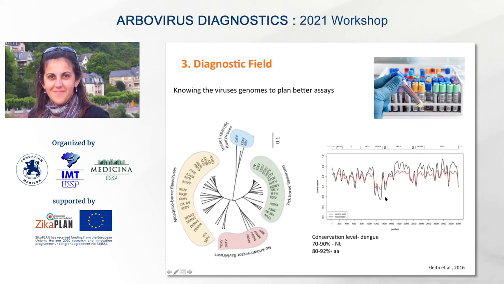You can see that the conservation level can reach up to 90% in some regions at the nucleotide level, and 92% at the amino acid level, in particular in the NS5 region, that is the virus replicase, which is also the most conserved gene in the whole dengue genome.